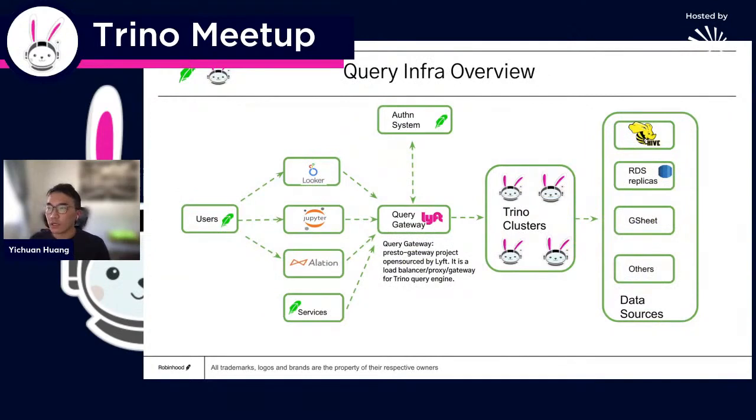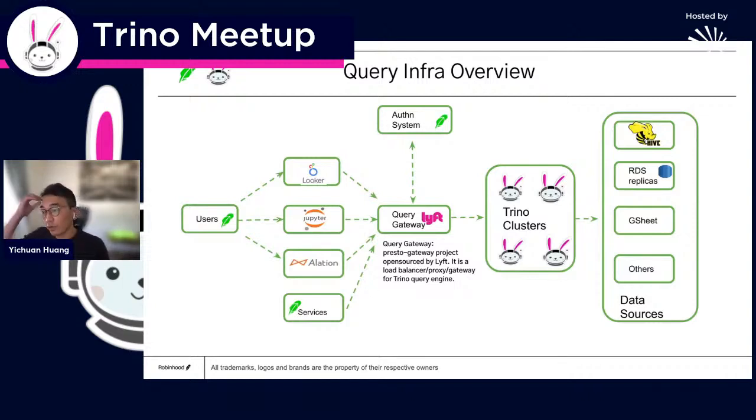So this is a 10-foot high-level overview of what our query infrastructure looks like. On the left side, you see users submitting queries through different clients. To name a few, we have JDBC clients like Looker and Alation, and we also have Python clients like Jupyter Notebook and some other ad hoc services. Plus, we also write some customized Trino clients in other languages to support different use cases.